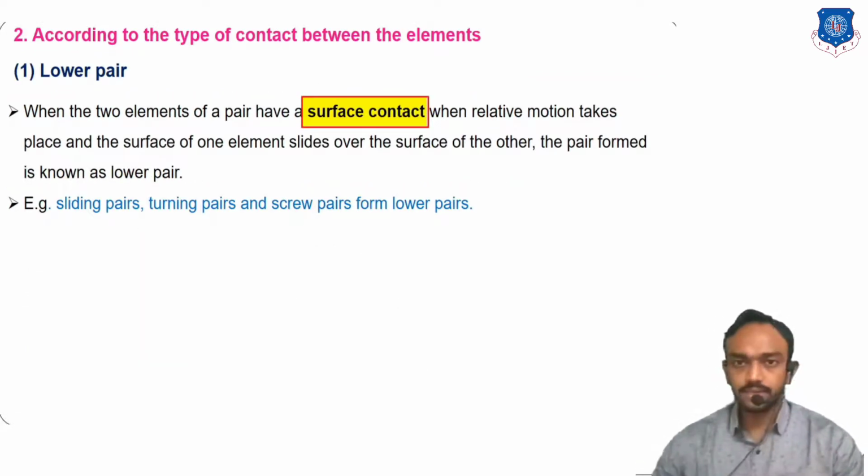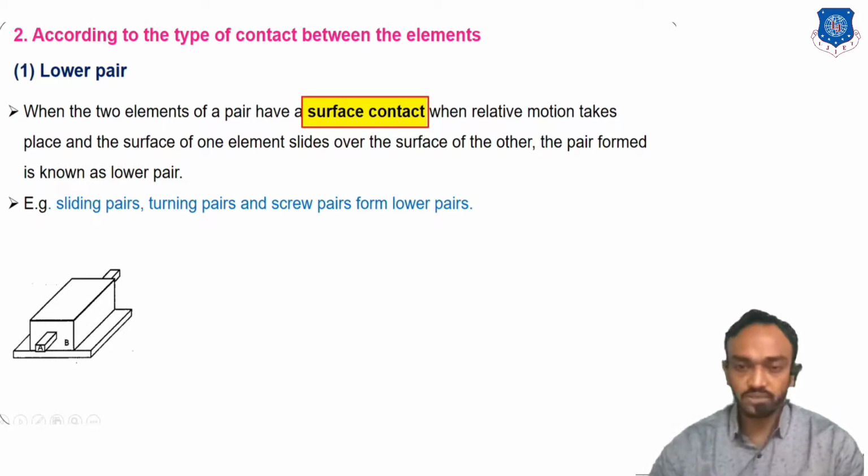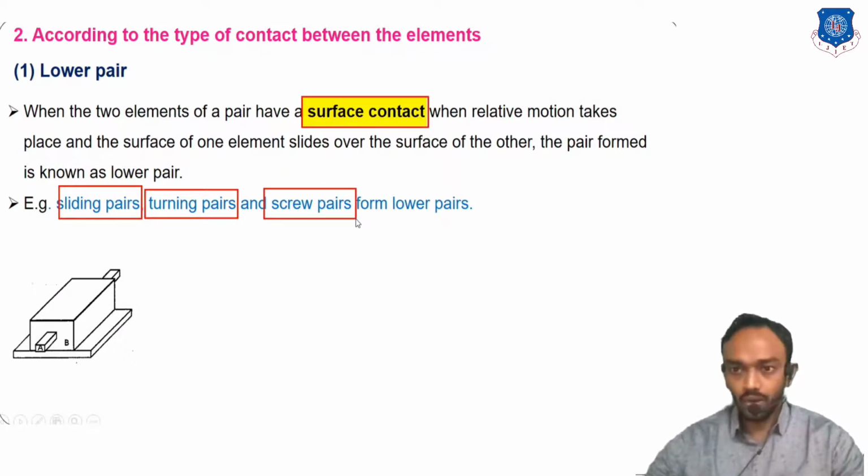Okay, let's start with our second criteria of classification, according to the type of contact between the elements. Means which type of contact is there between two surfaces. So first is a lower pair. Two elements of a pair have a surface contact. Means two surfaces are in contact when the relative motion takes place. Then it is known as a lower pair. So examples are all the pairs which we have studied: sliding pair, turning pair, screw pair. All examples of these three pairs can be considered as lower pairs.